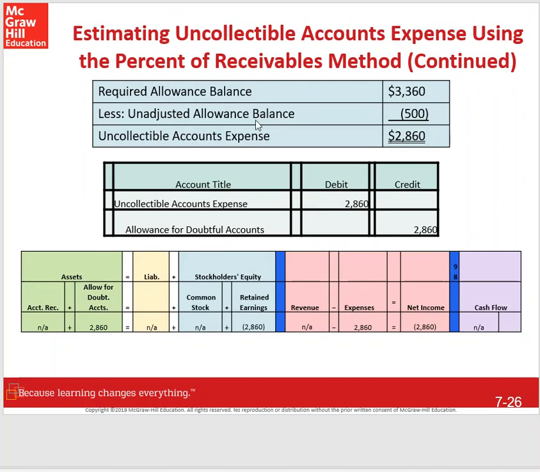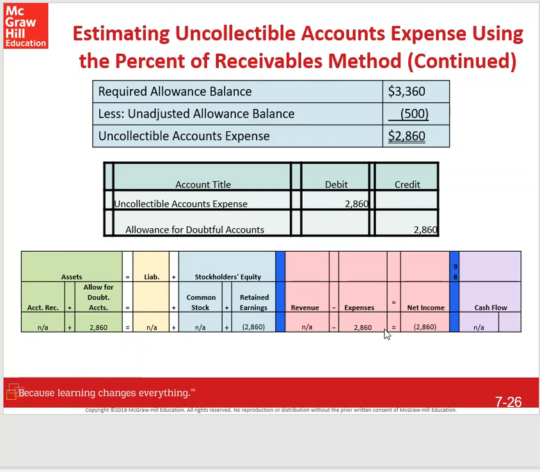Remember, they told us that we already had a beginning balance of 500 in the allowance account. And if we need the ending balance to be 3,360, then we only have to expense 2,860. So we're still doing the same 4 steps. Step 1 is establish the allowance. So we're going to debit uncollectible accounts expense and credit allowance for doubtful accounts. But the amount is 2,860, not the full 3,360, because there's already 500 there. So we're going to expense 2,860, bringing the allowance balance to 3,360.